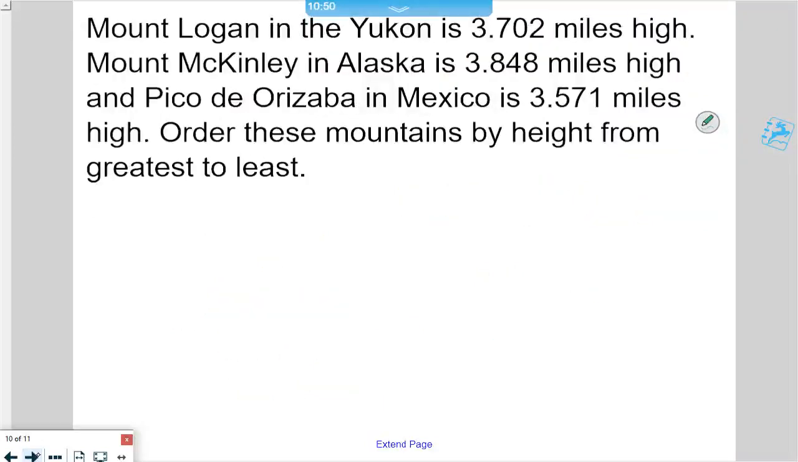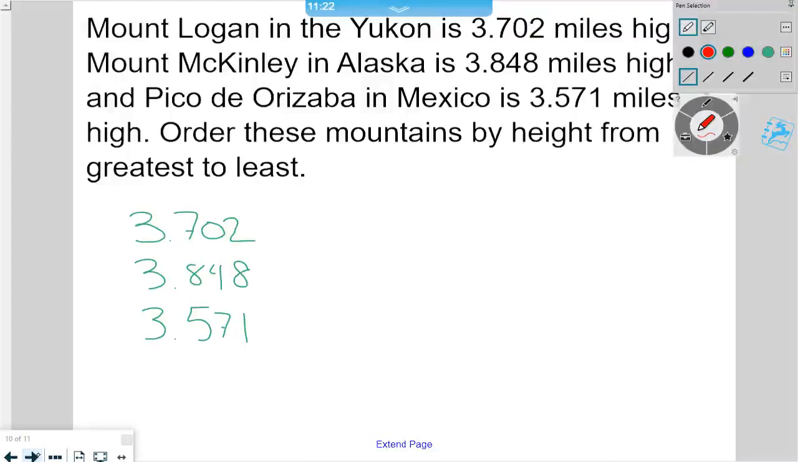All right. Mount Logan in the Yukon is 3.702 miles high. Mount McKinley in Alaska is 3 and 848 thousandths miles high. And Pico de Orizaba in Mexico is 3 and 571 thousandths miles high. Order these mountains from greatest to least. So again, if we use our cubes, this one's important, this one's important, and this one is important.